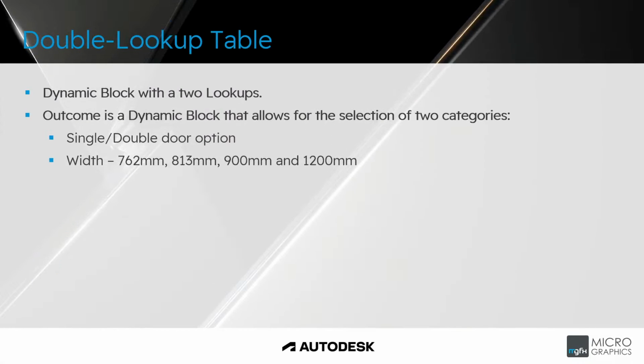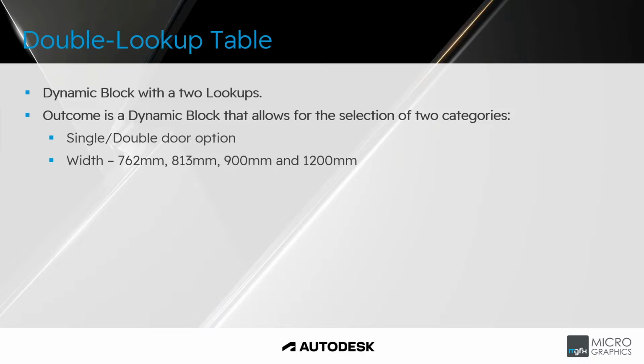All right, so now we're getting to quite an exciting bit of the webinar, and this is where we're going to spend the majority of our time. If we think of a double lookup table, this is basically a dynamic block with two lookups. In essence, two categories that you can select from for the same object, the same block. The outcome of this exercise will be a dynamic block that allows for the selection of two categories.